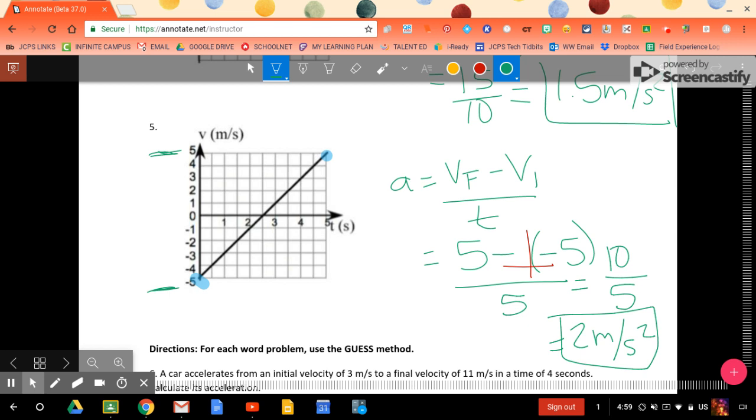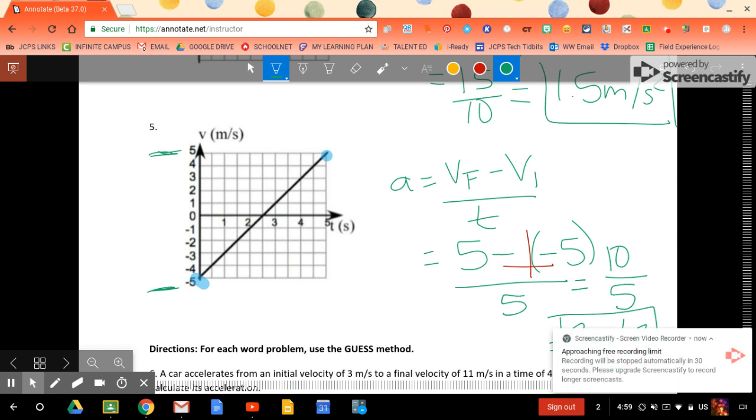Okay, we are all done with those acceleration problems. Now we are going to move on. I'm actually going to stop this video, and then for the next 3 problems, we'll be on the next video. I have a video length limit right now, so just a heads up on that. So this one's going to stop, and then the next one will cover the last 3 problems, which are word problems that we'll be using the GUESS method to find our velocity, or to find our acceleration.